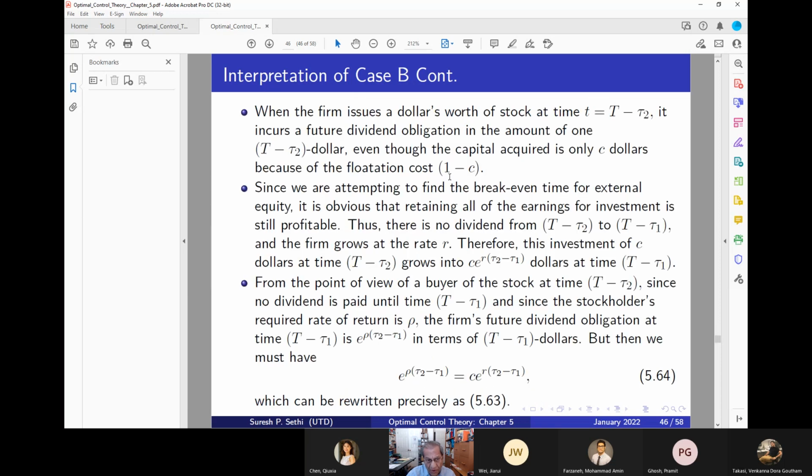Okay, so let's go with that. The firm issues $1 worth of stock at time t minus tau 2. That means it found one stockholder, and that stockholder gave the firm $1. But when it gave the firm $1, 1 minus C went to the broker. The company only got C dollar. C is strictly less than 1. So the company only got C dollar, not $1.